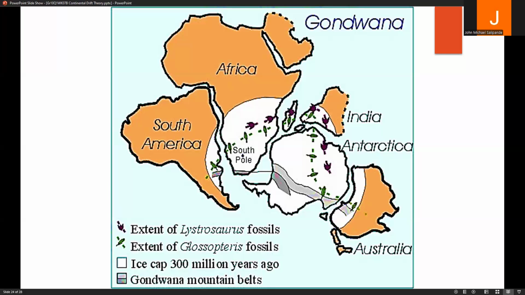Because South America, or some regions in South America, Africa, India, they're near the equator nowadays, so they probably experience tropical climate. Unlike Antarctica, which is located near the South Pole.